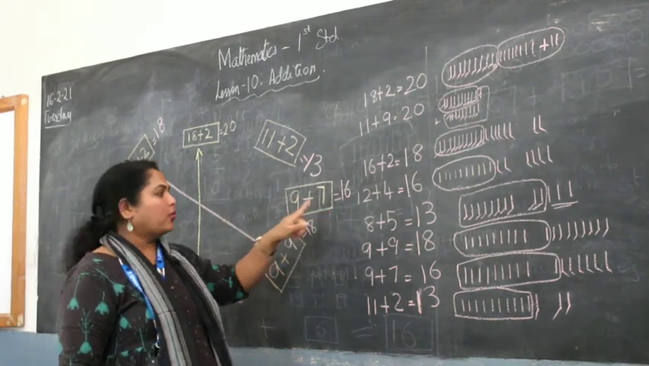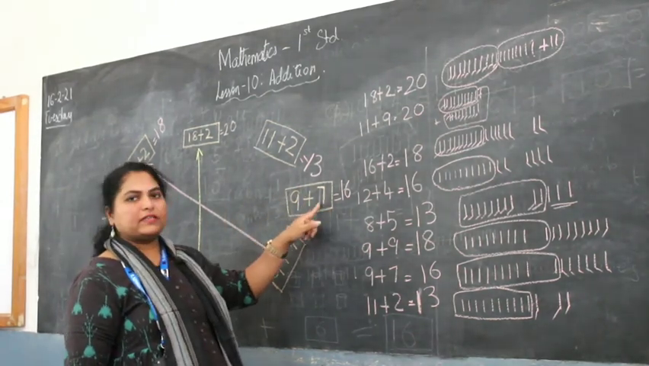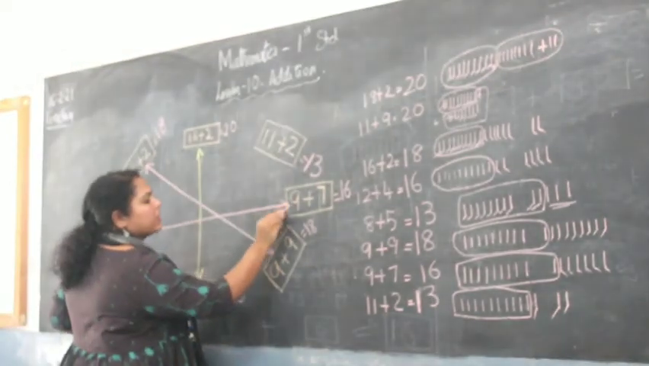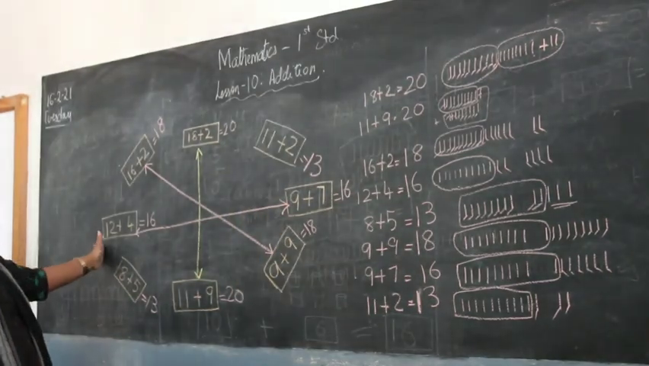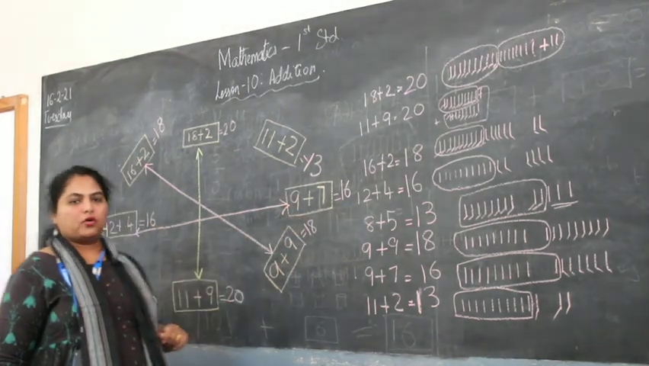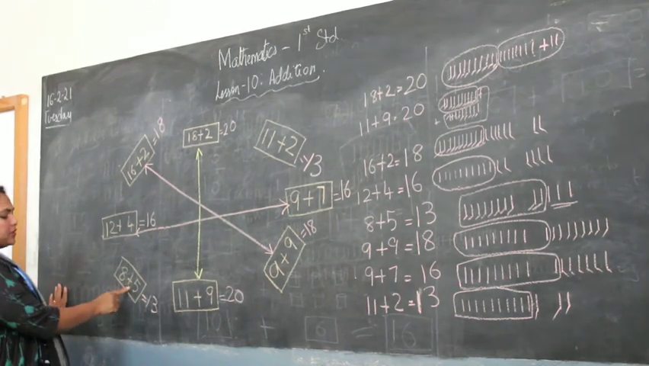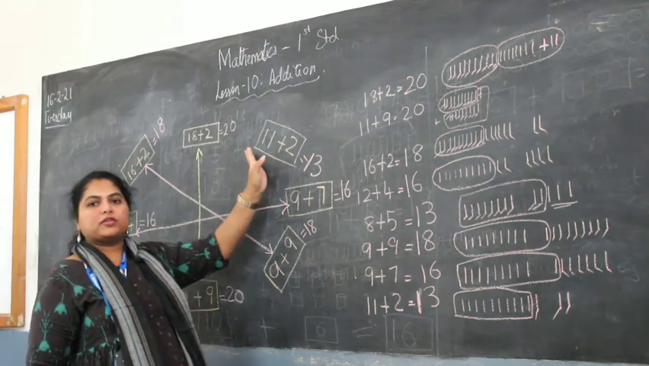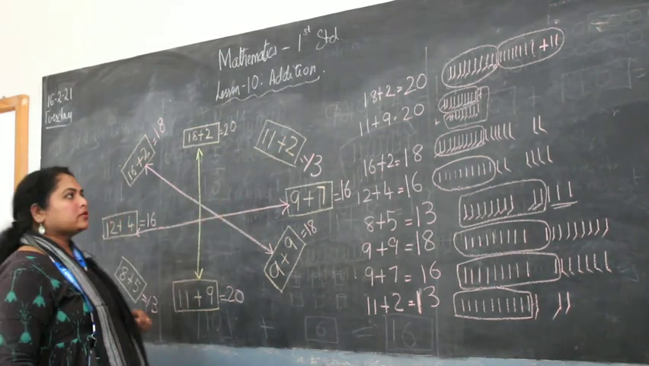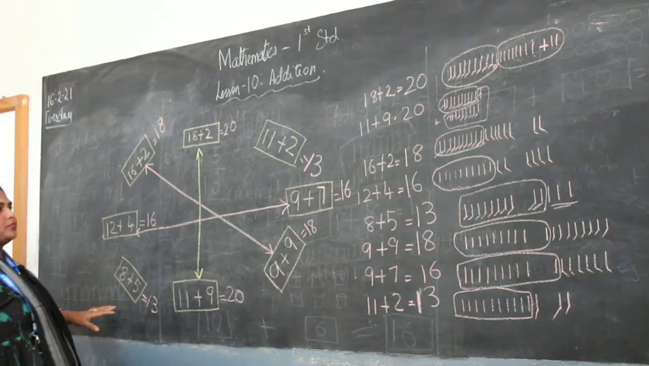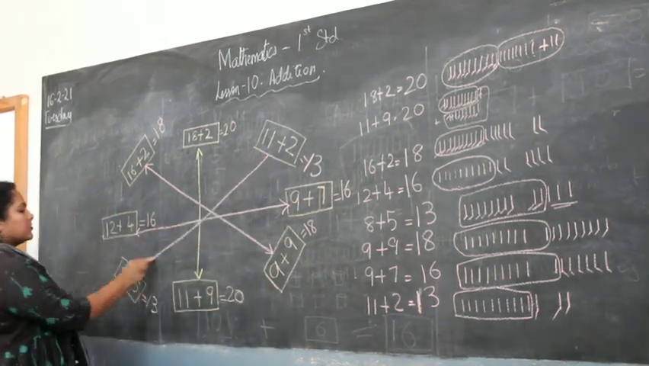9 plus 7 is 16. So this is equal to this. 12 plus 4 is equal to 9 plus 7. It's the addition, different numbers are added to get the same total. Okay. Now this is 8 plus 5 is 13. Which is the other number which adds up to 13? It is 11 plus 2. So 11 plus 2 adds up to 13. 8 plus 5 also adds up to 13. So we match this to this.